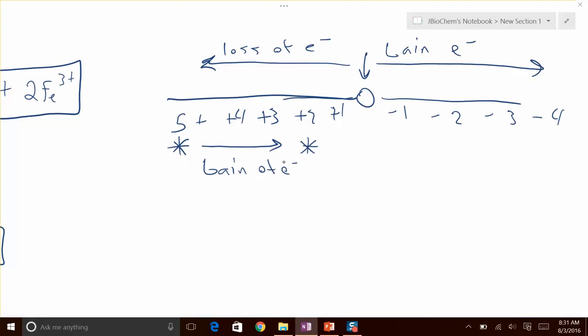So if I start right here, and I go to right here, that is a gain of electrons because it's becoming less positively charged. Okay? Does that help or not? Is it still confusing?